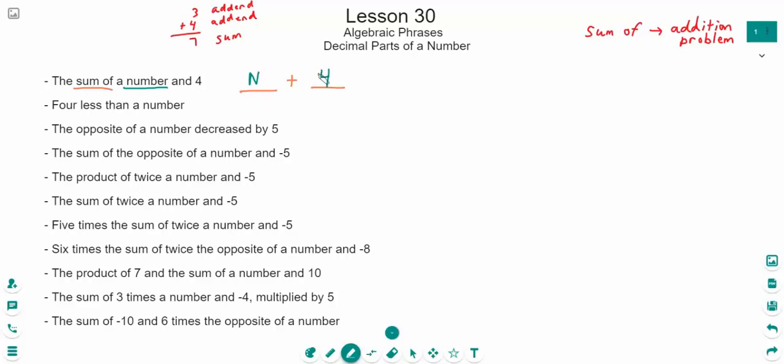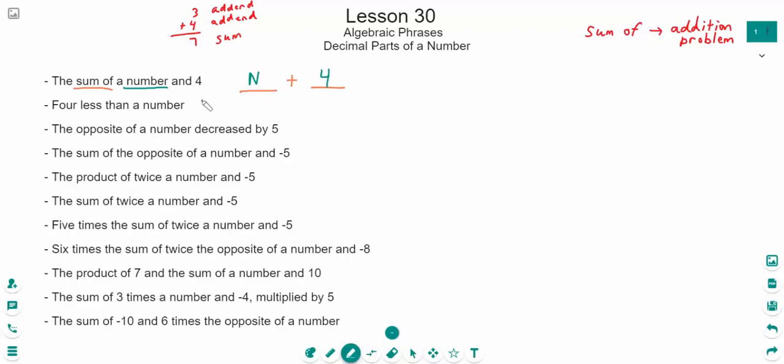And at this point, we could then potentially try to solve this expression. Now, in this case, we don't quite have enough information to be able to solve it, but we certainly have the beginnings. We have a number plus 4, the sum of a number plus 4. So hopefully that makes sense.